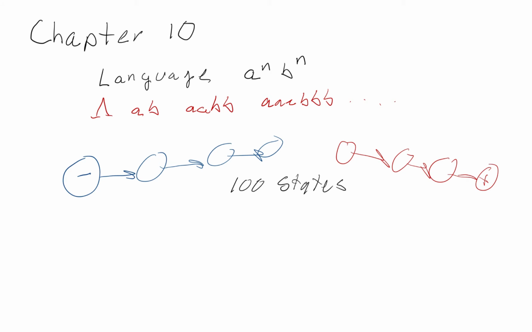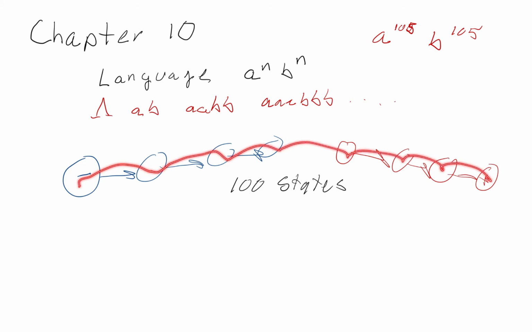Now let's take the word a to the 105, b to the 105. Now this entire finite automata has 100 states. So as we read these a's in the beginning, we can't visit a new state for each letter because eventually we're going to read 100 letters and we're going to have to go back to a state that exists before. So somewhere in this finite automata, there needs to be a loop.